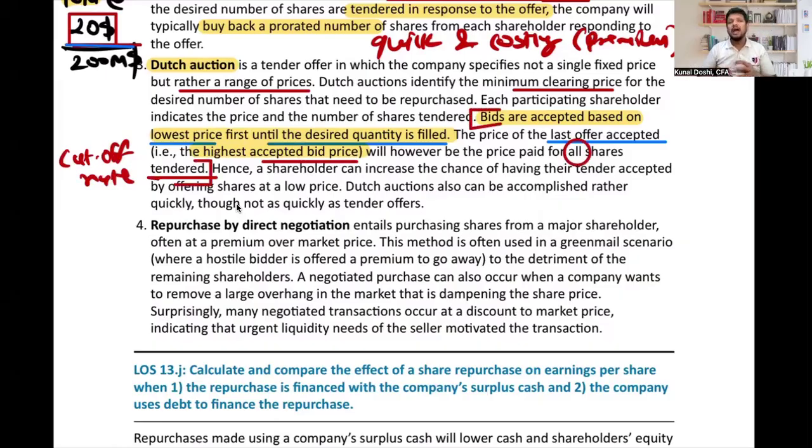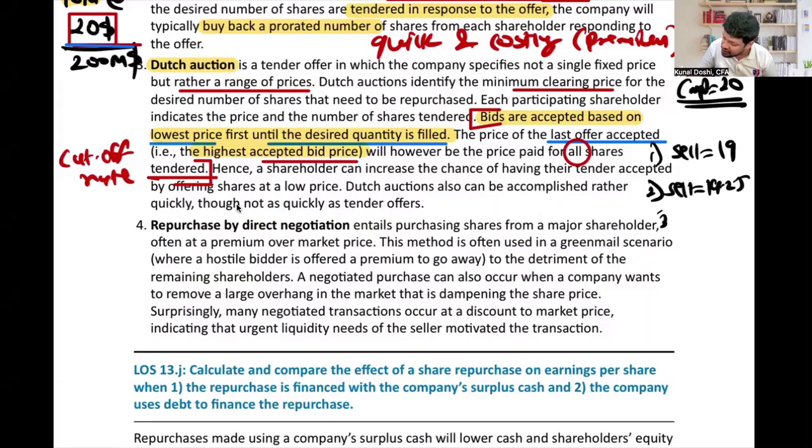For example, let's say I'm willing to offload my shares. Let's say the current market price is 20. I put the best bid. My bid was to sell the shares, and my bid was for 19. Someone else put the second bid for 19.25. The third was, let's say, for 19.5. Let's say we close it at 19.5. So that 19.5 is my cutoff price.